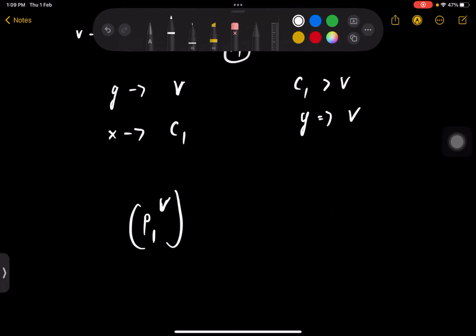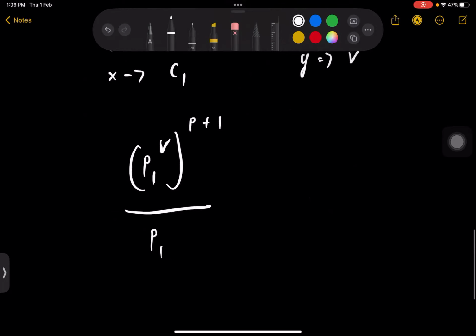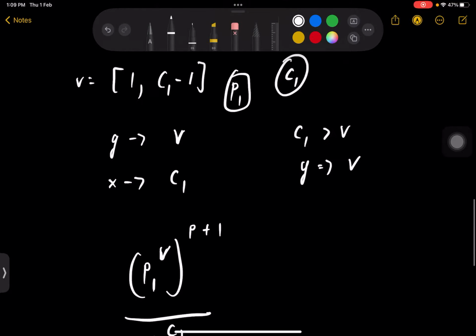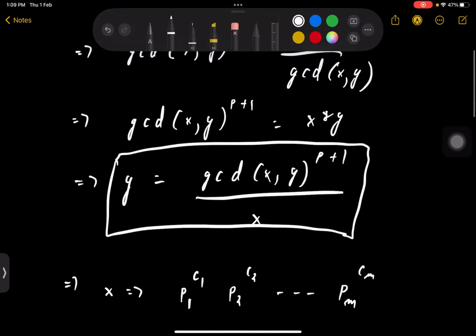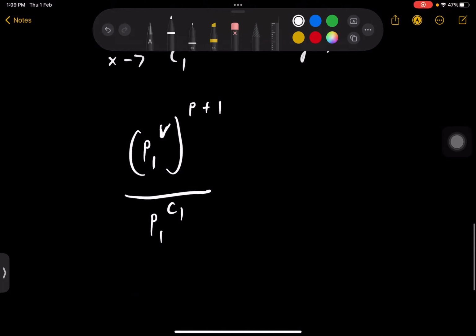Yeah, we fix the V value. And for this, P plus 1 will always exist. P plus 1 divided by P1 power C1. So for this V to be a valid V, which satisfies the above condition, which is Y is equal to GCD of X comma Y by X power P plus 1, this will result to a P1 power V only, because Y should have P1 power V.